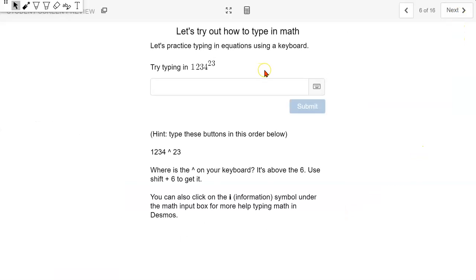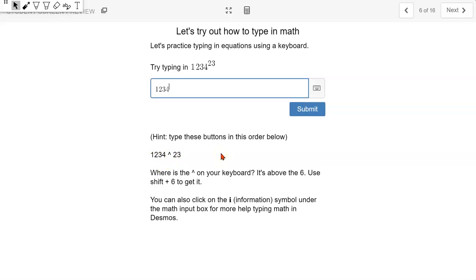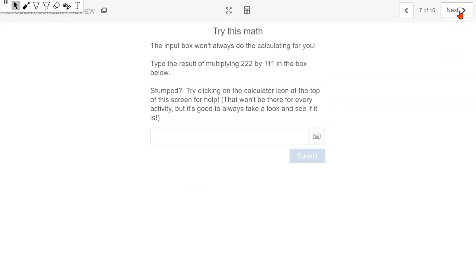And then now we can start with practicing Desmos. Okay, so here you're going to type exactly what you see here, like 1, 2, 3, 4 raised to 23. 23 is the exponent. How are you going to do that? Take a look at the hint here. You have to use the caret sign and then 23, and you will see an answer. Then click submit. So this is just practice.